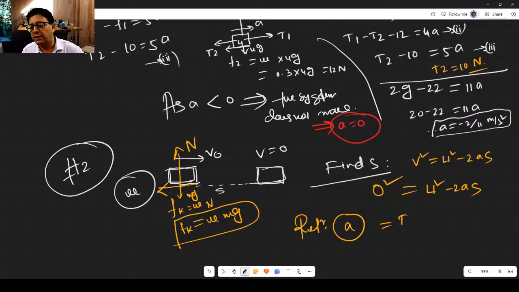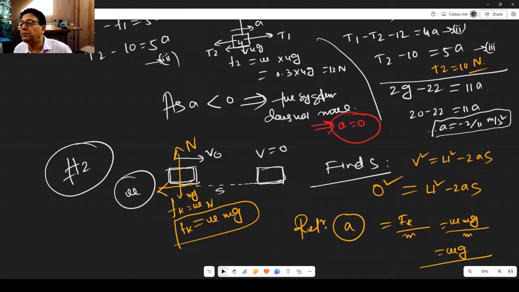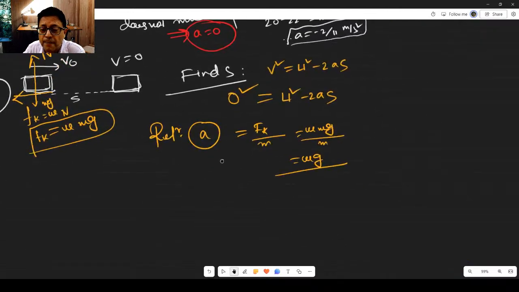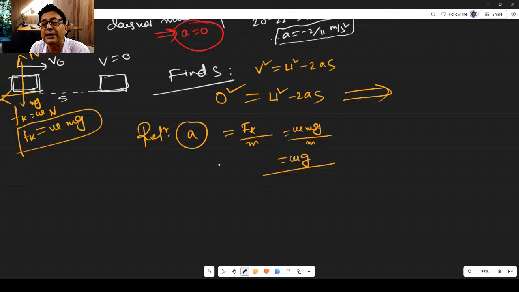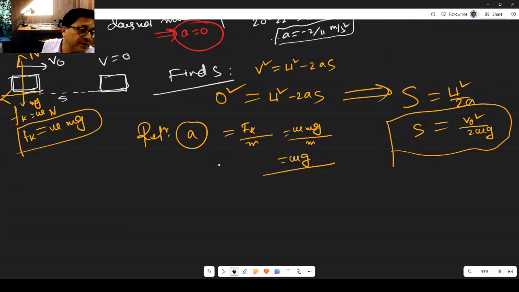Retardation a equal to what? That is frictional force by mass. How much frictional force? Mu into mg by m. So it is mu into g. Isn't it? So by what distance will it stop? This implies s equals u squared by 2a. That is u0, v0 you have given. So s equals v0 squared by 2 mu into g. It will stop after this distance.